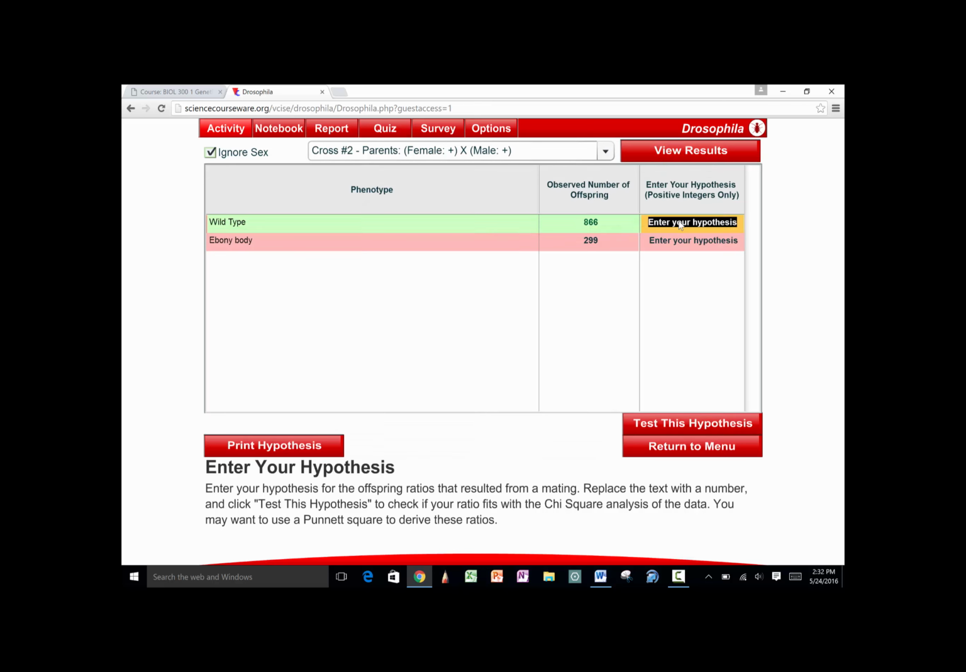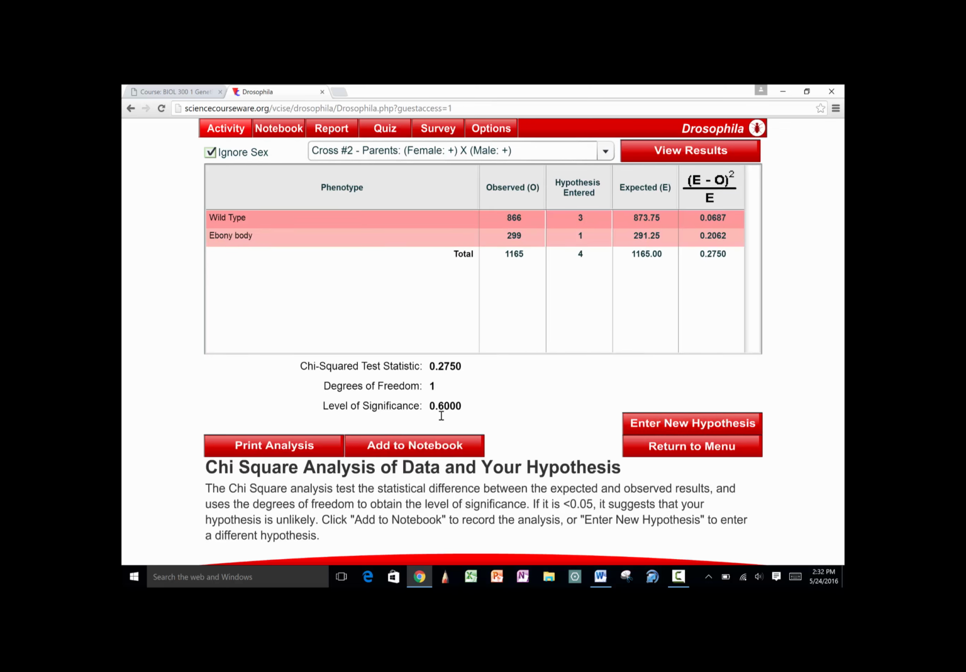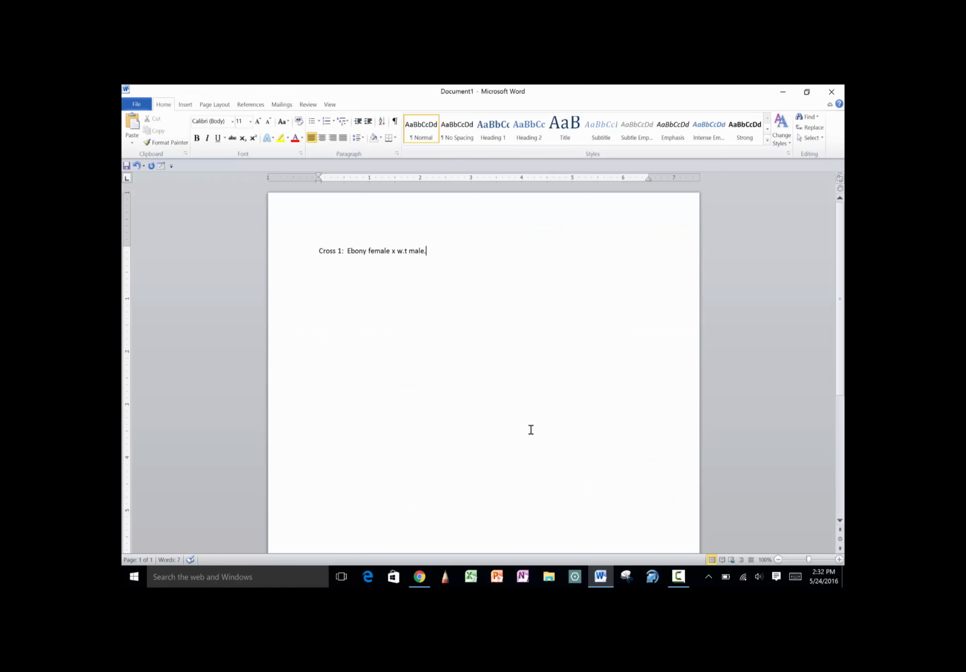Looks like, this is ebony, so it just kind of looks like a 3-to-1. Got a high level of significance. We do not reject our hypothesis. So ebony looks like it's a normal non-sex-linked gene. So I'm not going to put all those results in here. You guys, cut out your results and put them in.